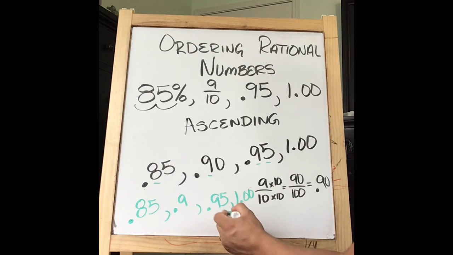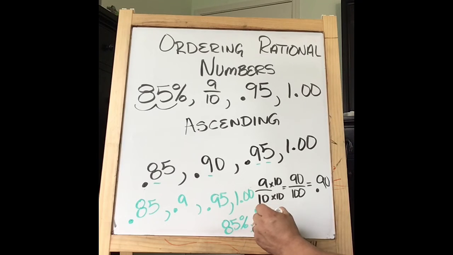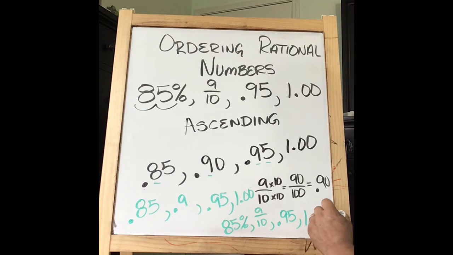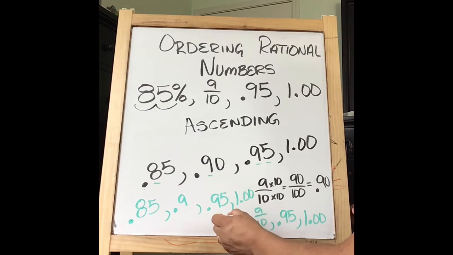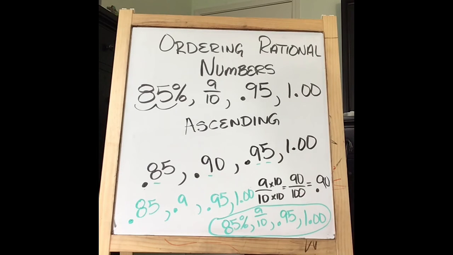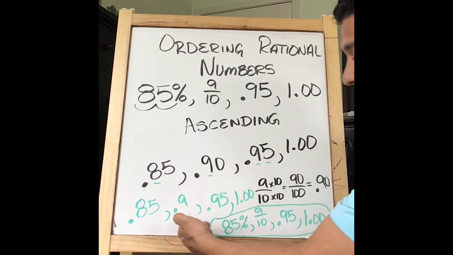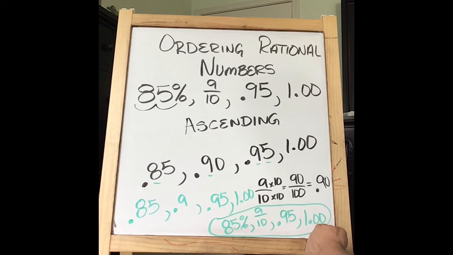So now that I have them in order, I'm going to rewrite my problem the way I originally had it, which was 85%, then 9/10, then 0.95, and then at last is 1.0. So now my answer would be this right here. Why? Because they are in order from smallest, which is all decimals, to biggest, which would be the 1. That would be ascending, all right?